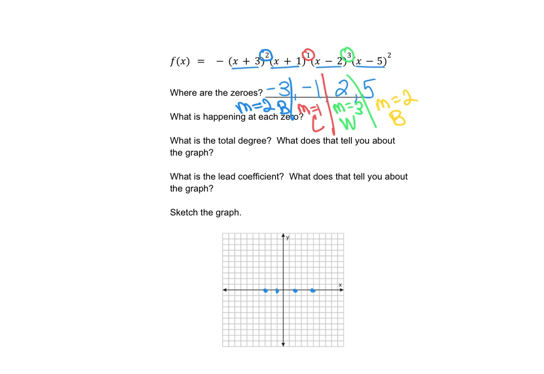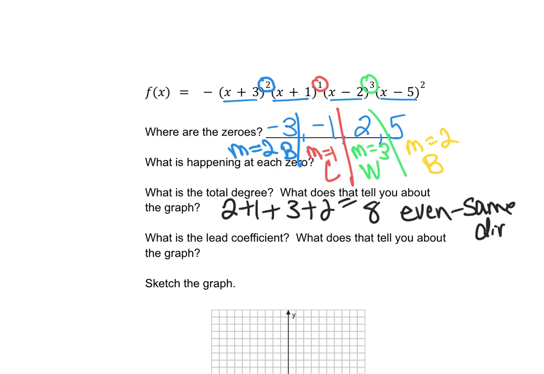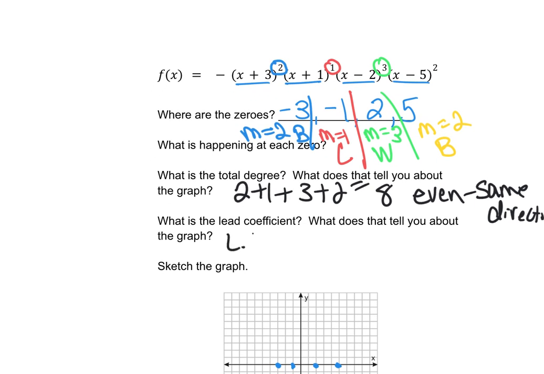And then what is the total degree? Remember, the total degree is where we add our exponents. So we would add 2 plus 1 plus 3 plus 2, and we would end up at 8. 8 is even. Even means same direction. And the lead coefficient, LC, is negative. That means negative is going down, and since they are going in the same direction, both ends are going down.